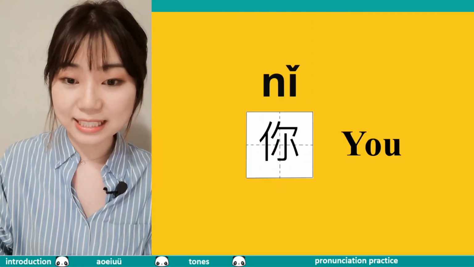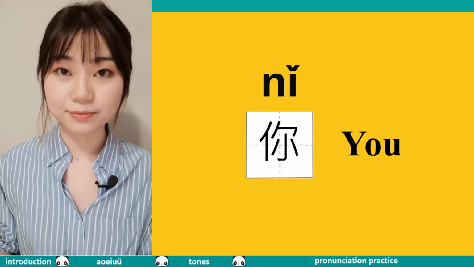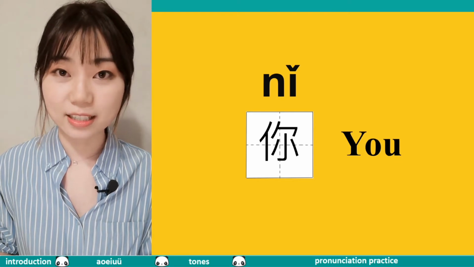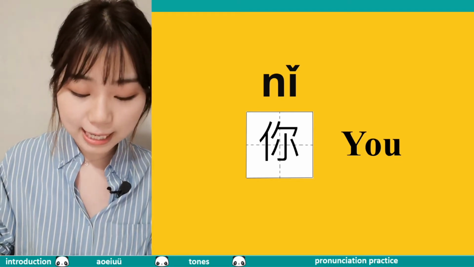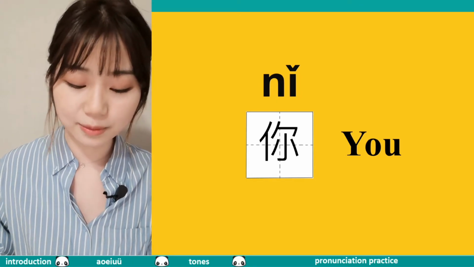In this class, I'm going to introduce you to the basic knowledge about the Pinyin system in Chinese learning. Okay, at first, let's see what is Pinyin. Let's explain it by an example. This character, 你, means you in Chinese. And you can see that Chinese has two systems, Chinese characters and the Pinyin system.